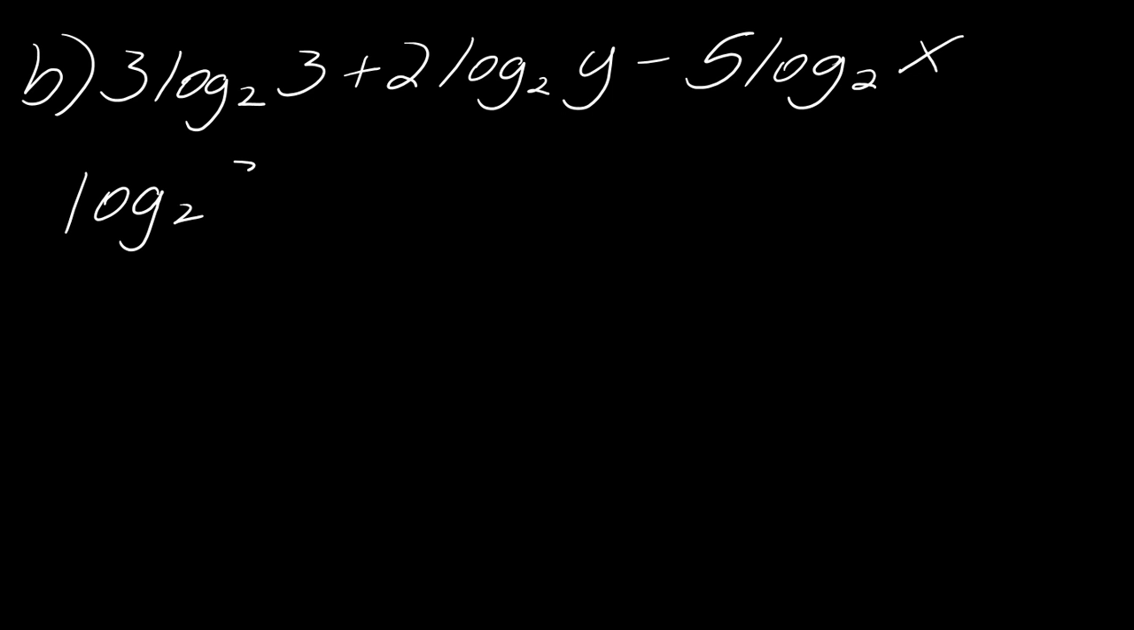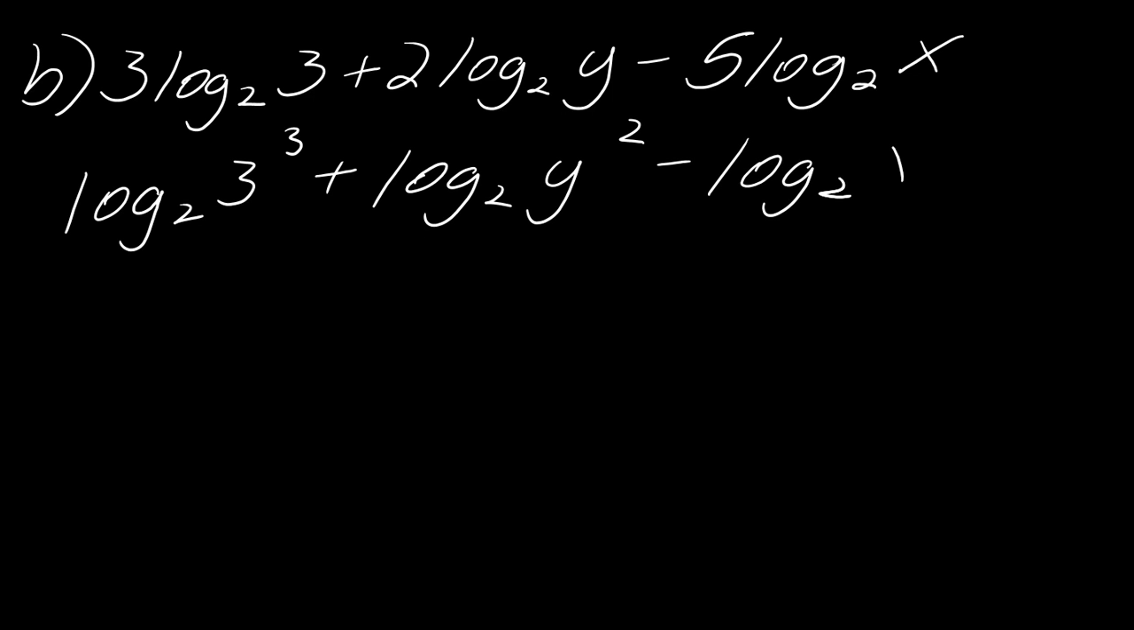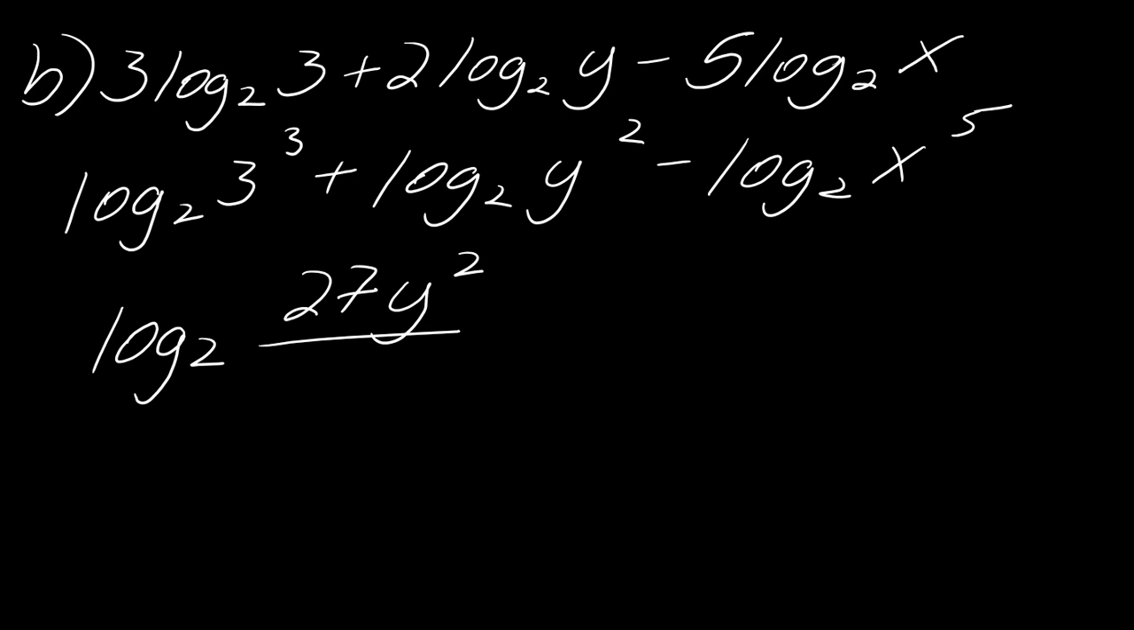Okay, so I just want to do this in steps here. This is going to be log base 2 of 3 to the third, and then log base 2 of y squared minus log base 2 of x to the fifth. So I've just rewritten all of these with their powers. And then I can rewrite this as log base 2. So 3 to the third is 27. The y squared goes on top, and then the x fifth goes to the bottom. And that's a terrible looking 5. X to the fifth.